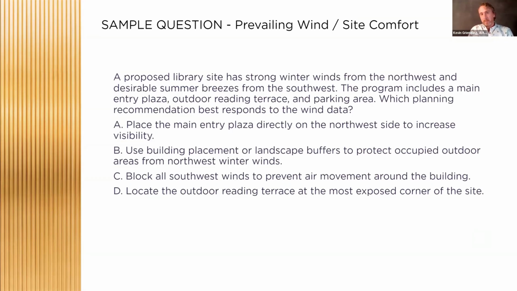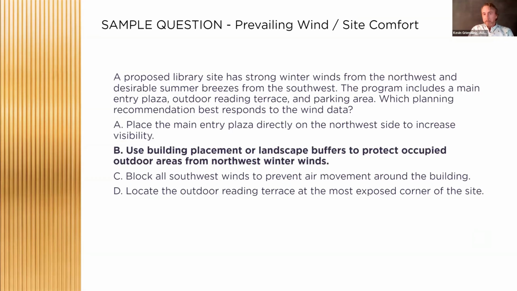All very different directions, the right choice being using your building placement or landscape buffers to protect occupied outdoor areas from northwest winter winds. We want to allow them from the southwest and we want to block them from the northwest. So that's essentially what the question qualified in the very first sentence.